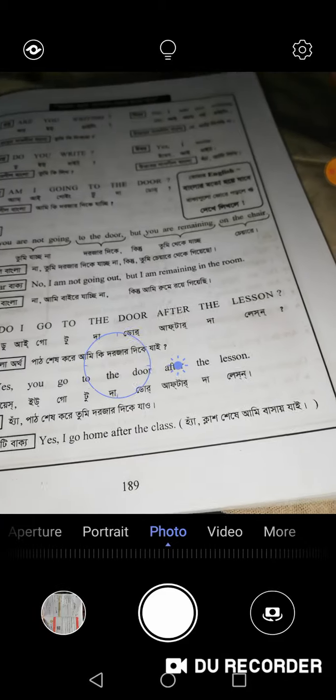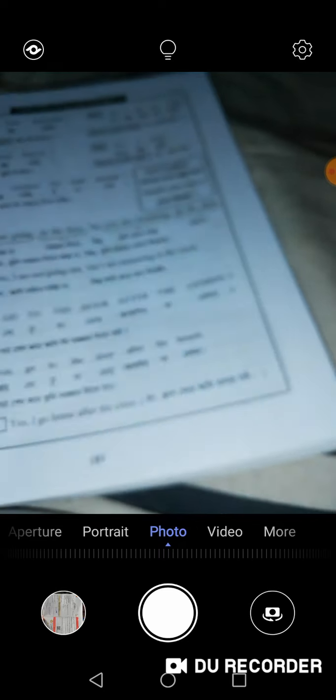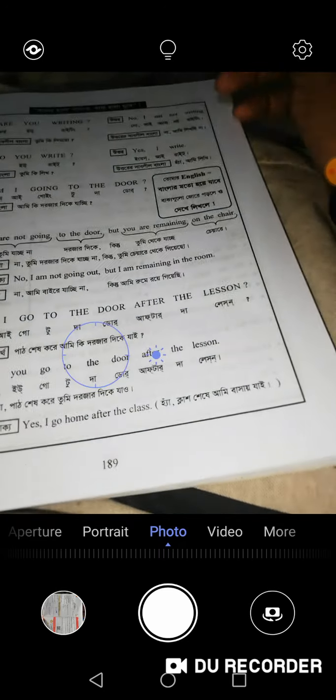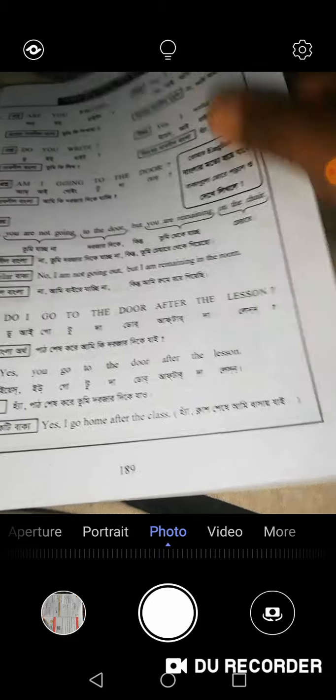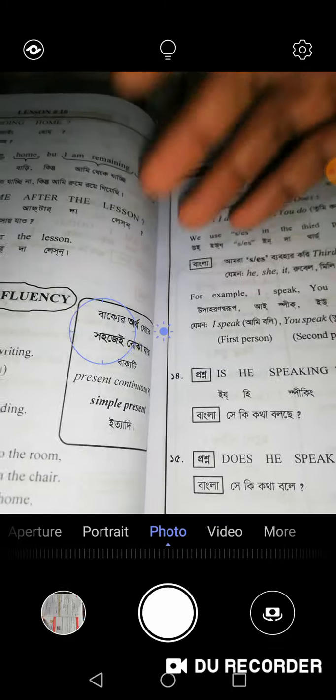Do I go to the door after the lesson? Yes, you can go to the door after the lesson. Yes, I go home after the class. Okay, I think it's okay now. Are you going home? No, I'm not going home, but I'm remaining in the room. Do you go home after the lesson? Yes, I go home after the lesson.